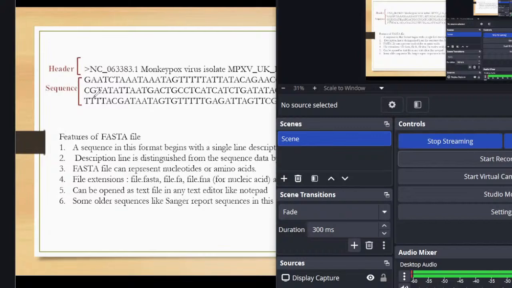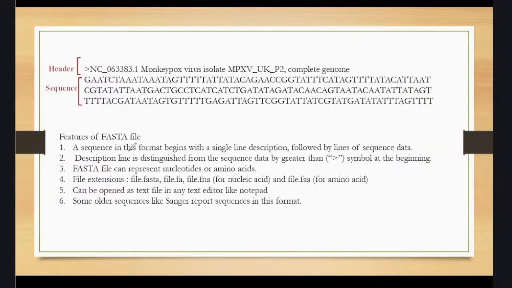Which you are also understanding. Now, if you have to save the FASTA file, you have to save it in the .fasta format: .fasta, .fa, .fna, and .faa. You have to save the FASTA in these file extensions. FNA is for nucleic acid and FAA is for amino acid, right? And this file can be opened in any text editor like Notepad.